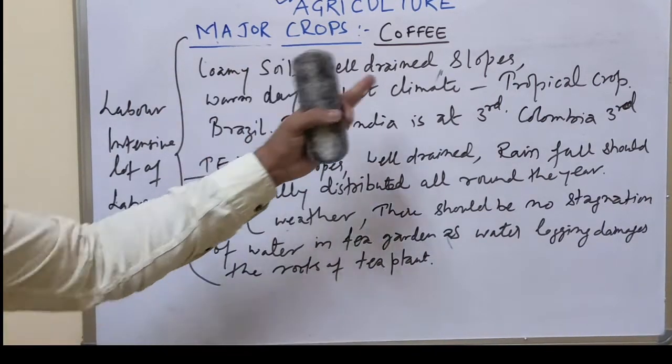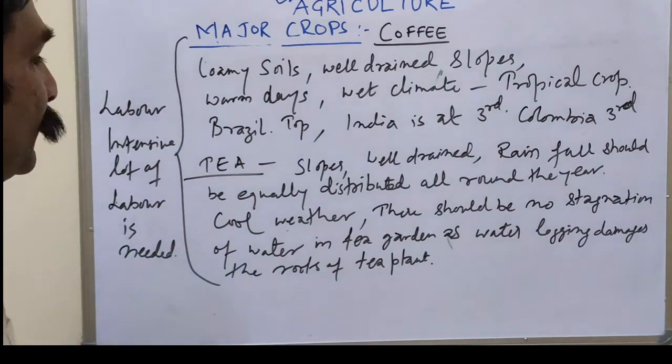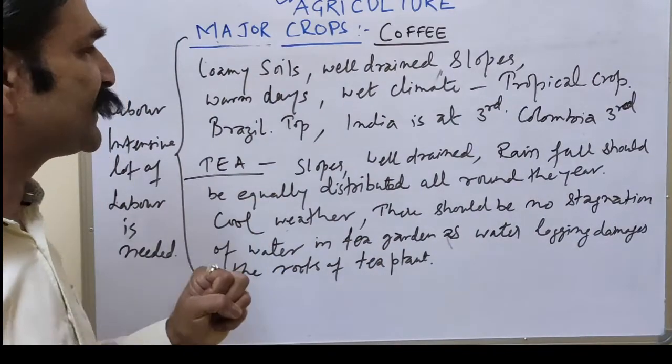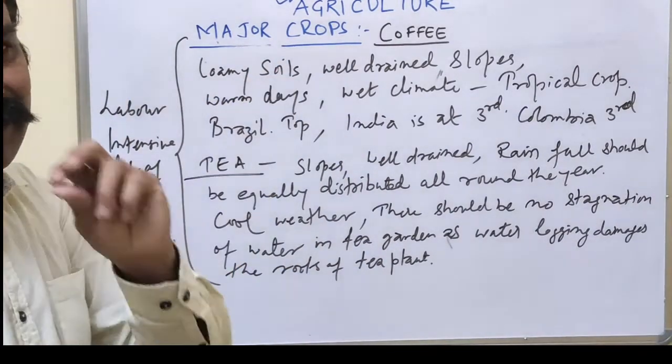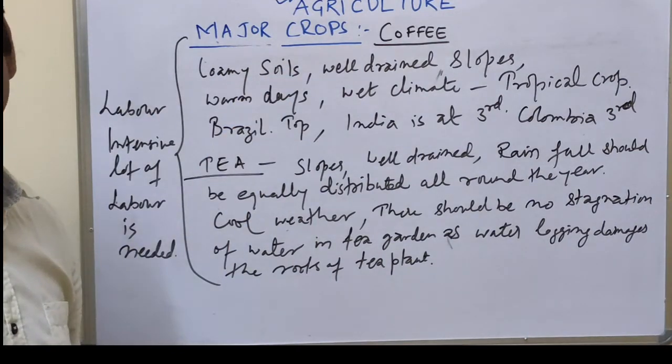In both coffee as well as tea, for the cultivation of both of these plants, you require a lot of labor, because without labor, the plucking of tea leaves can't be done, and as well as the coffee beans, it also requires a lot of labor.